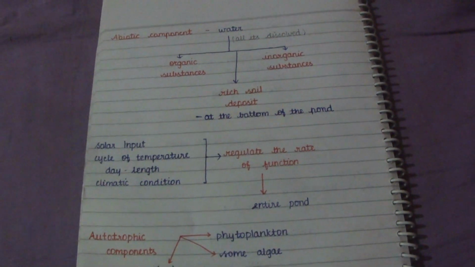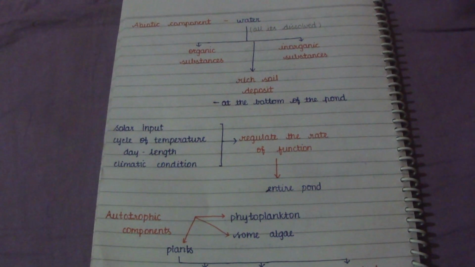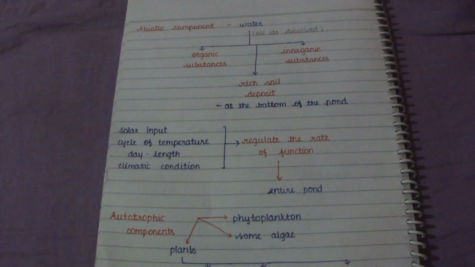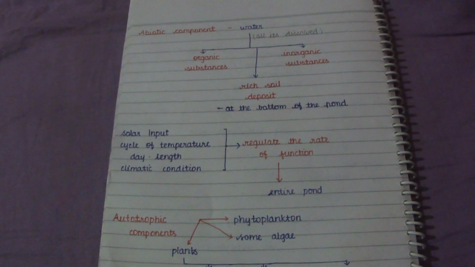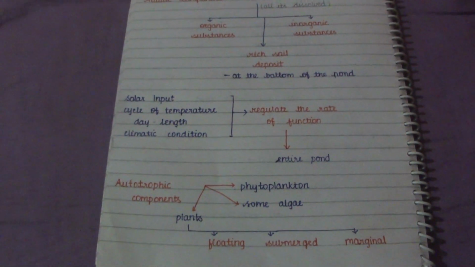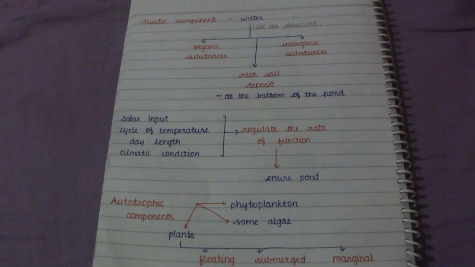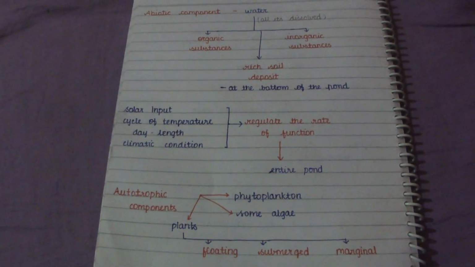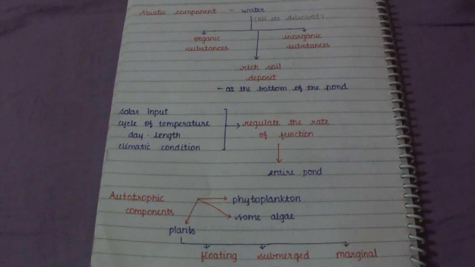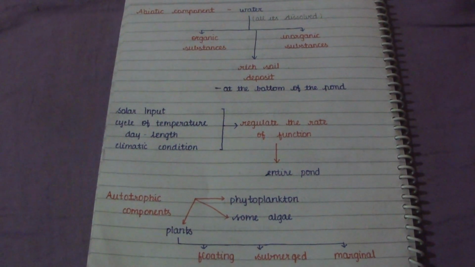The next abiotic component is the solar input, the cycle of temperature, day length, and the climatic changes. The rate of function is regulated by the solar input, the cycle of temperature, and day length, the complete day until it reaches the night, and the climatic condition of the particular area. These regulate the rate of function of the entire pond.